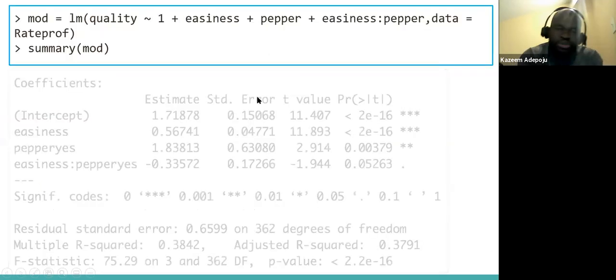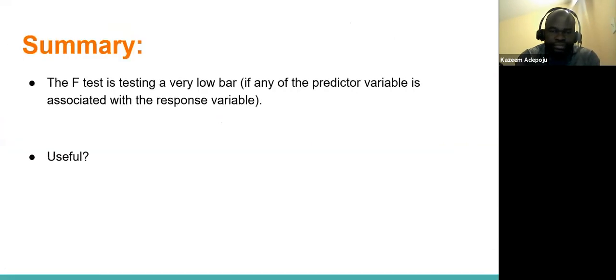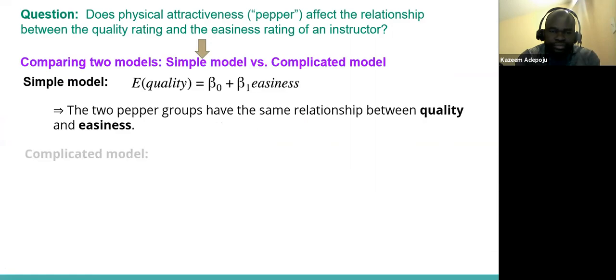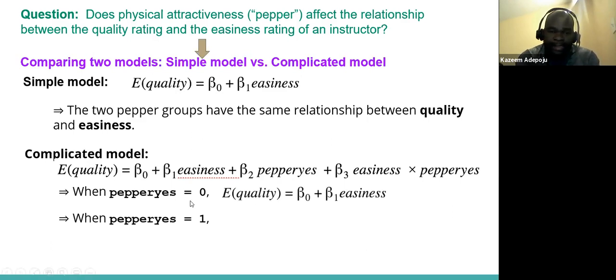So let me go to what we're doing right now. Like I said, the two models are nested, and don't forget that we have paper yes equal to 0. Paper is categorical. So when paper yes equals 0, the expected value of quality is going to be this. But when paper yes equals 1, this is what we're going to have.